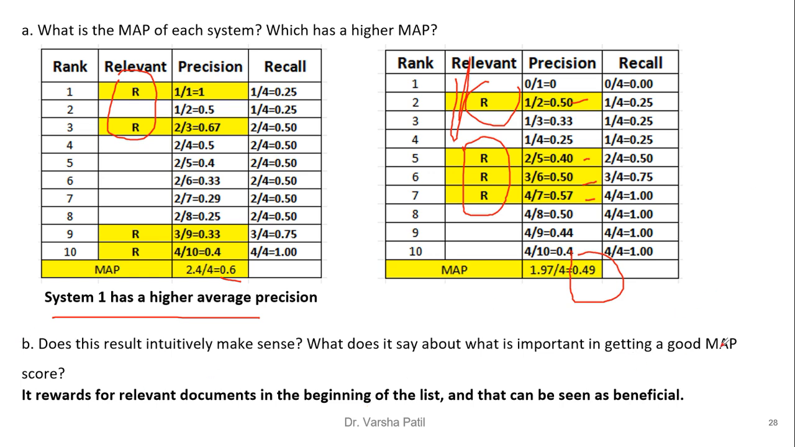What is important in getting a good MAP? It rewards relevant documents at the beginning of the list and can be seen as beneficial. That's why, even though we can see that these documents are retrieved continuously, up to the 7th location, initially we failed to retrieve the relevant documents. That's why the MAP is low for the second system.